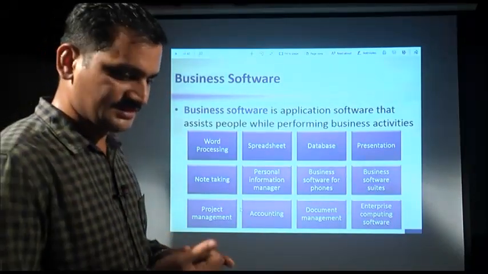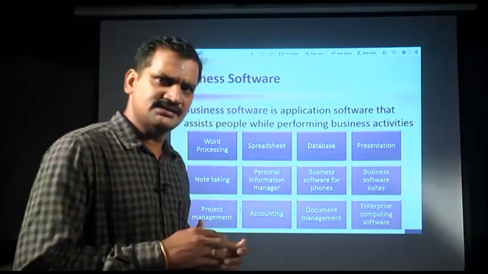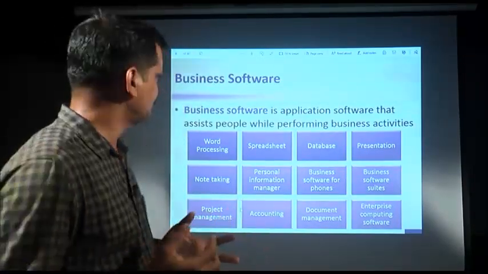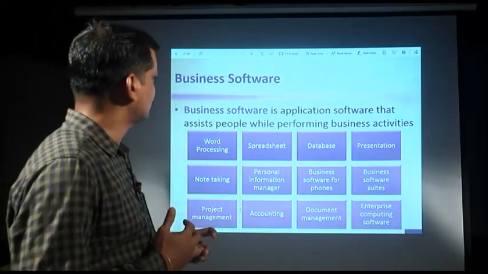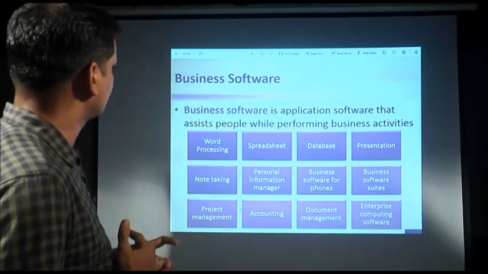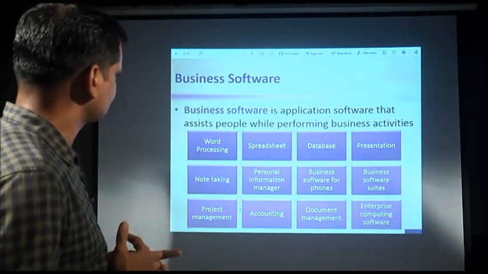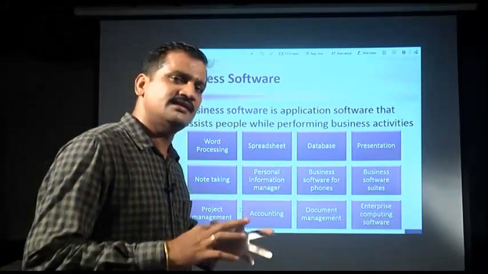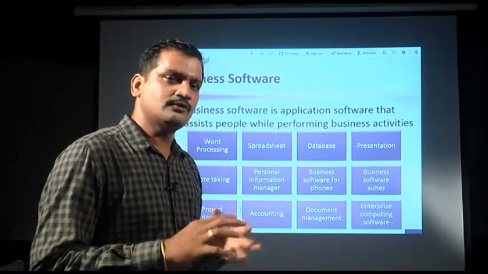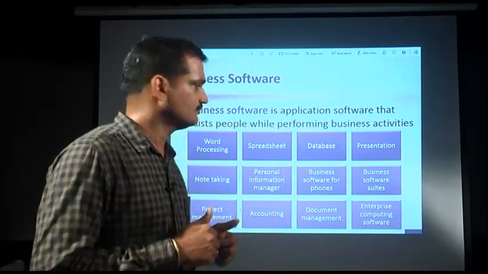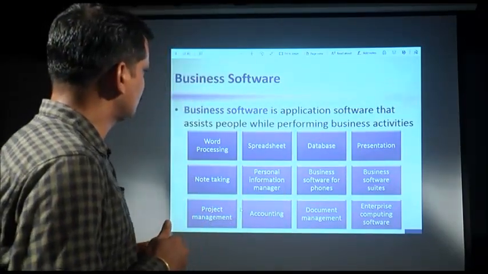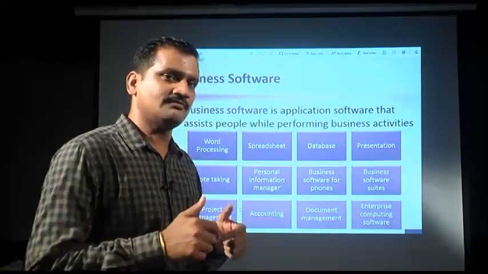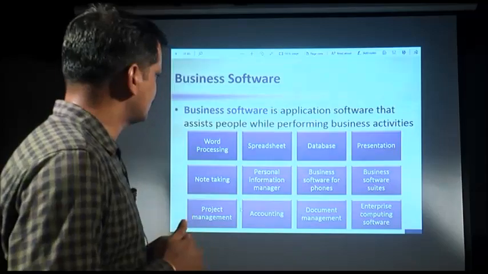While performing business activities, this business software helps to make the task easy. And what sort of activities can be performed using business software? This is like word processing and spreadsheet. Word processing is basically used for creating and editing documents. And spreadsheet software is used to maintain data in a tabular form, in rows and columns.